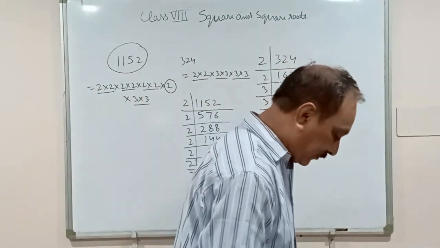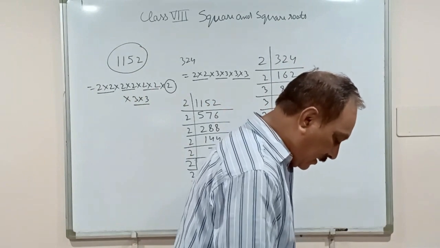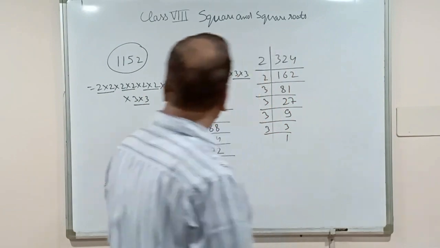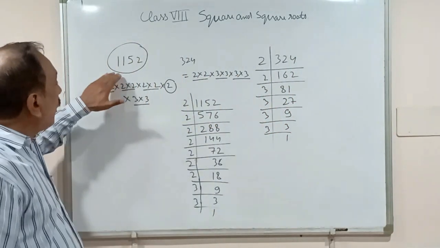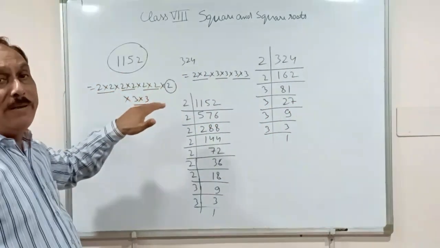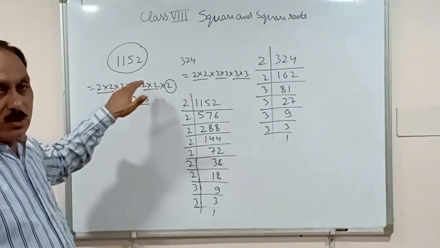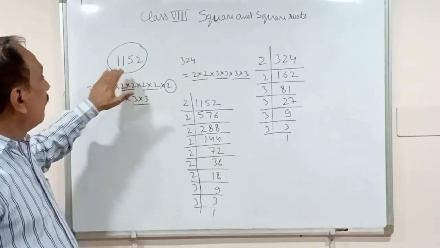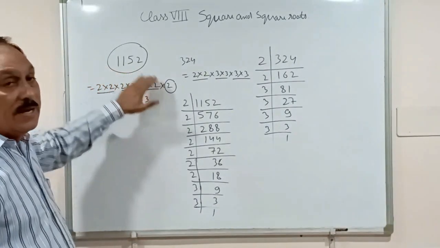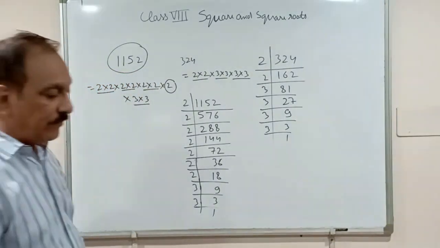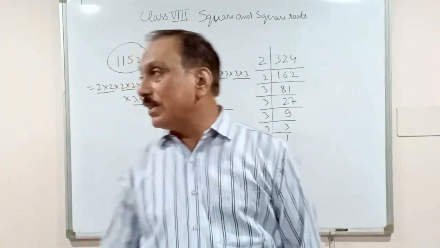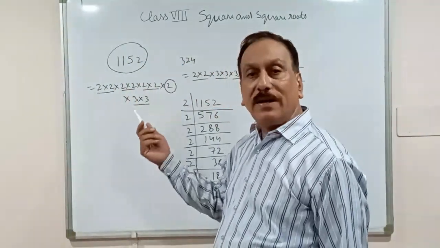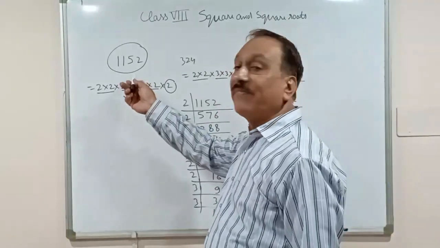Then इसमें एक क्वेश्चन बनता है, what number should be multiplied or divided? There are two options. What number should be multiplied to 1152 so that it is a perfect square? किस नंबर से 1152 को मल्टीप्लाई करें? There are two options, और डिवाइड करें. This is a perfect square.